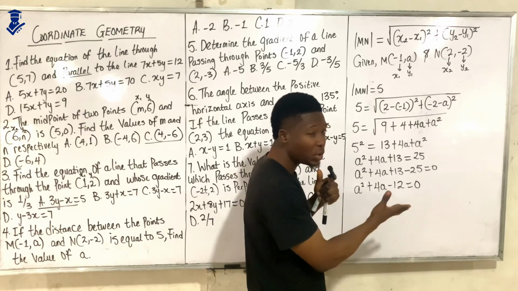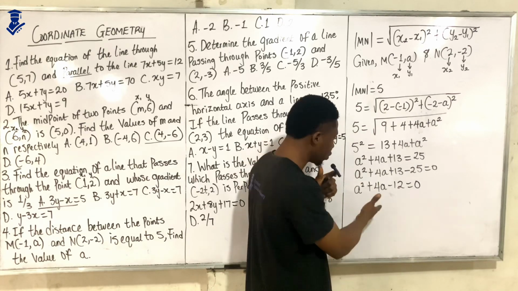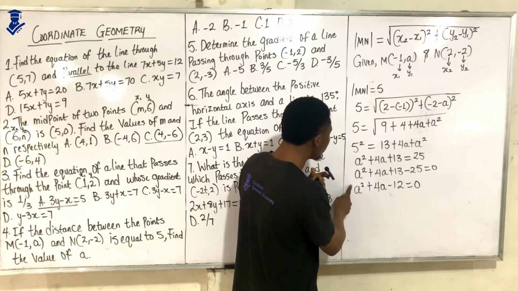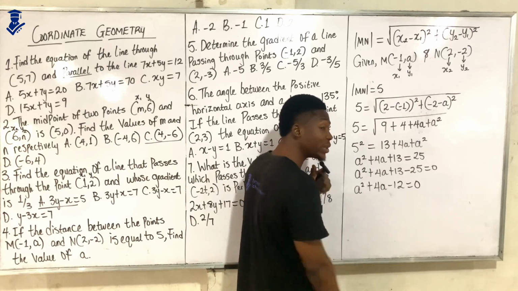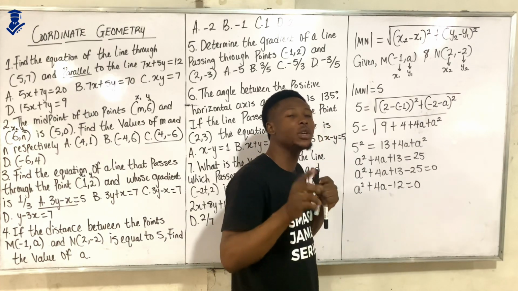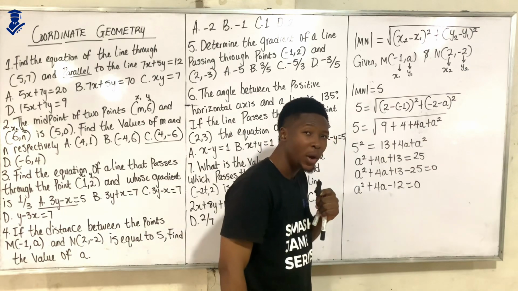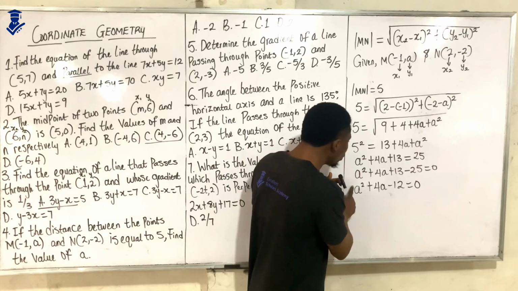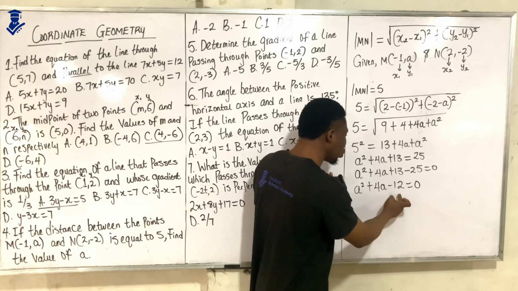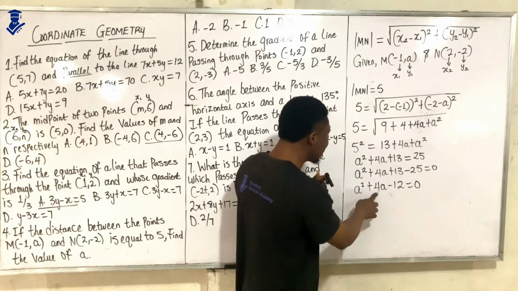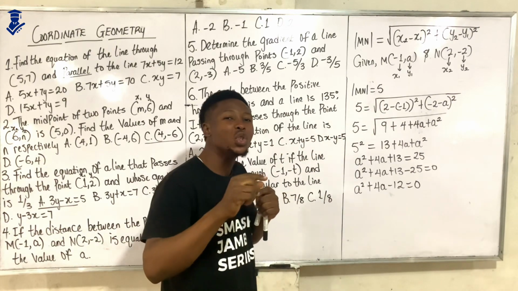Listen, you want to solve this quadratic equation with the factorization method. Use the coefficient of a squared, which is 1, to multiply the constant minus 12. Now look for two numbers so that if you multiply, you get minus 12, and if you add, you get plus 4. Do you understand? Look for two numbers so that if you multiply, you get minus 12, and if you add them, you get what? Plus 4.